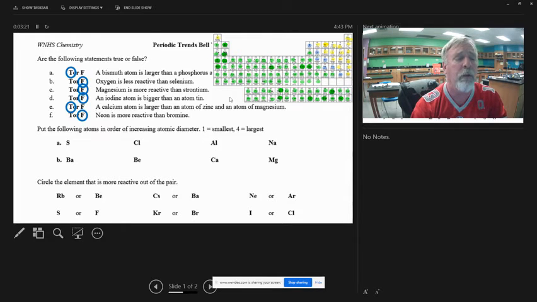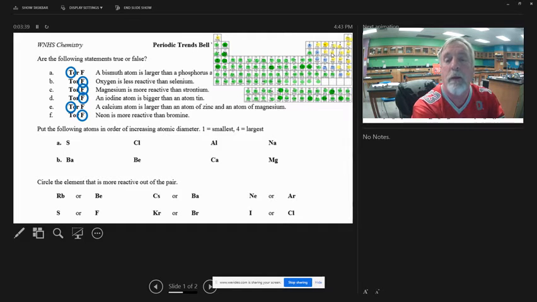Now we've got questions about diameters. Put the following atoms in order of increasing diameter, one being the smallest and four being the largest. So here, if you remember, the largest atom is the one on the bottom left. Smallest atom is to the top right. So let's go through and find them.